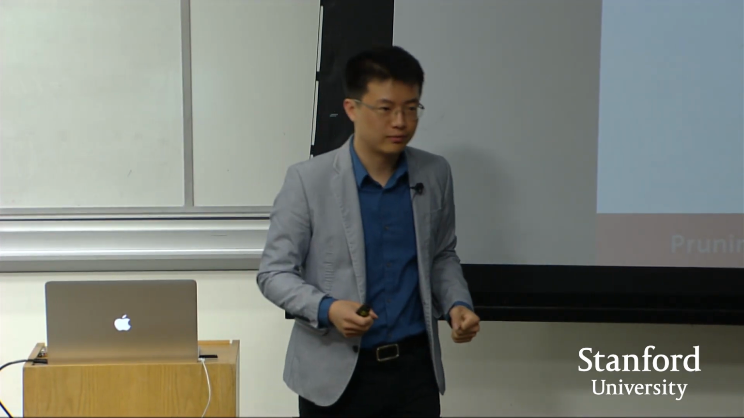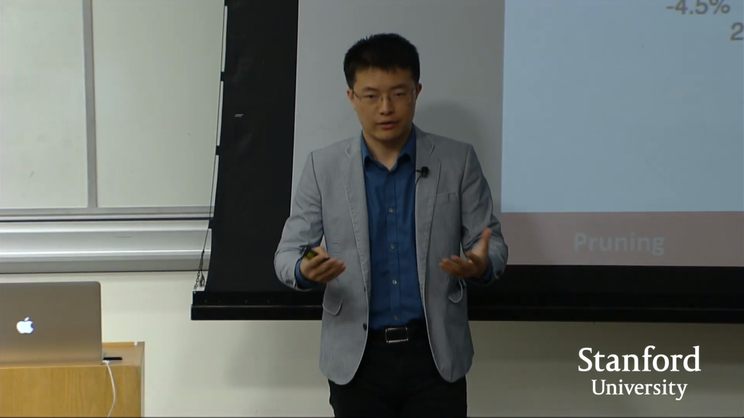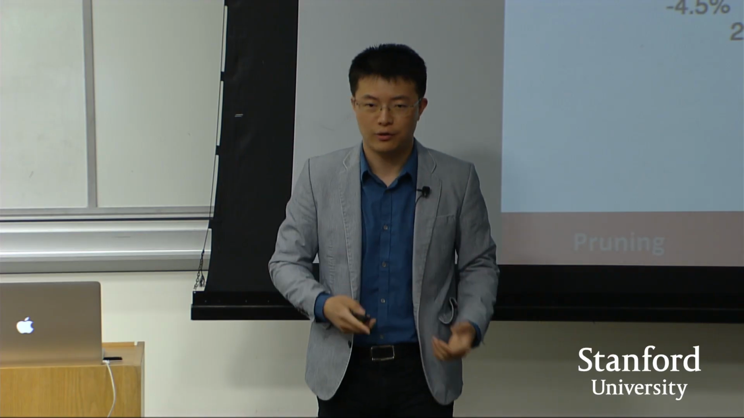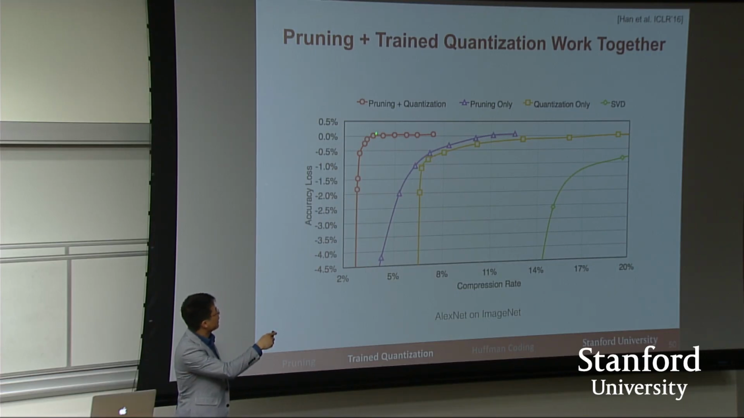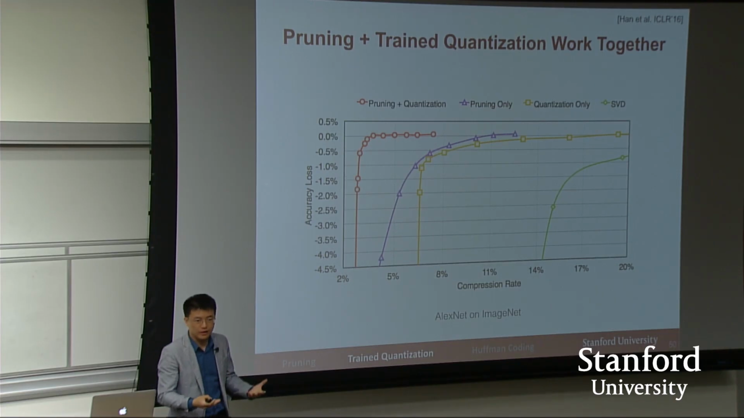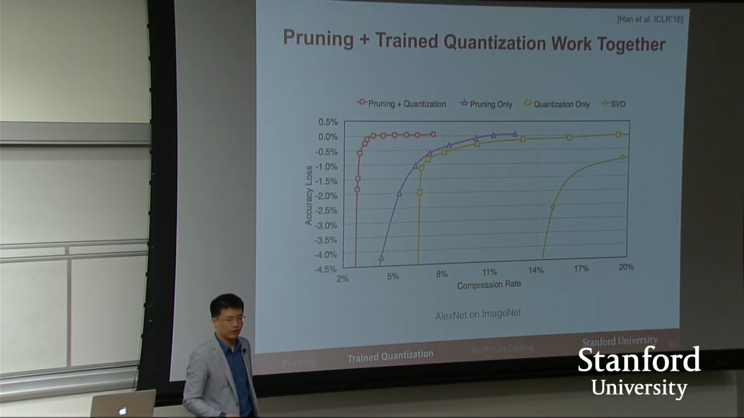So we have covered 2 methods, right? Pruning and weight sharing. What if we combine these 2 methods together? Do they work well? By combining these methods, this is the compression ratio, the smaller the better, on the left, and this is the accuracy. We can combine them and make the model about 3% of its original size without hurting the accuracy at all.